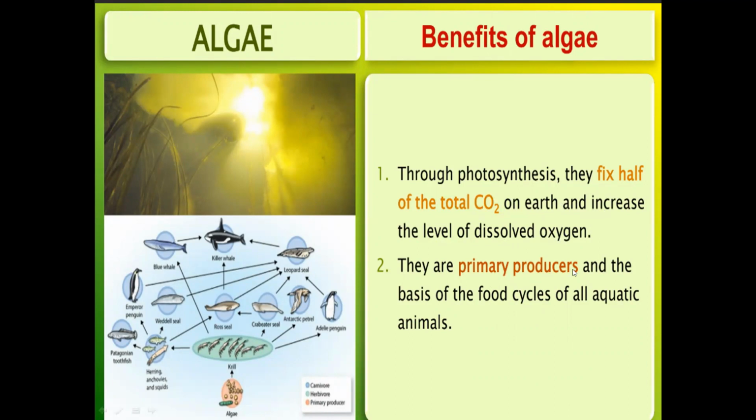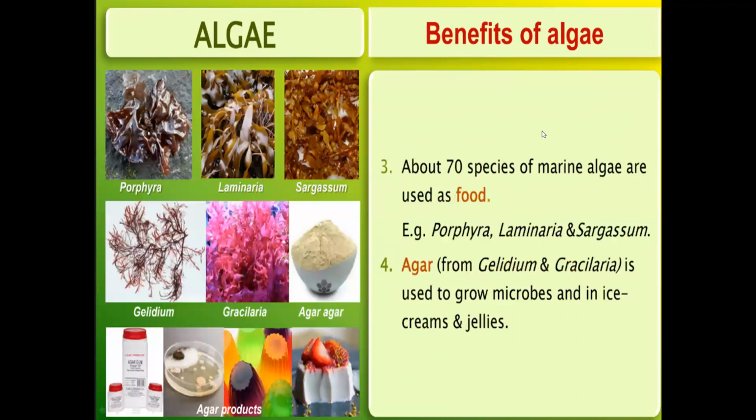They are primary producers and the basis of the food cycle for all aquatic life. Here you can see the food chain. Algae are the primary producers, on which small organisms are growing, then small fish, and then we have the largest fish. About 70% of species of marine algae are used as food. Example, Porphyra, Laminaria, and Sargassum. These all are used as food.